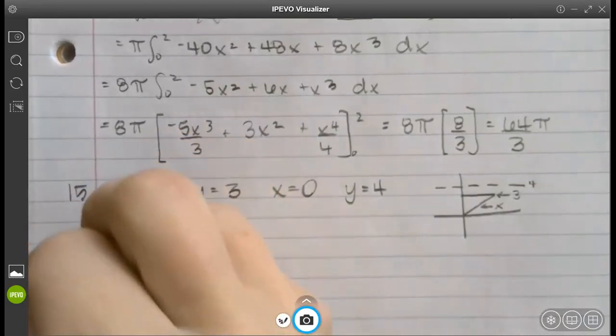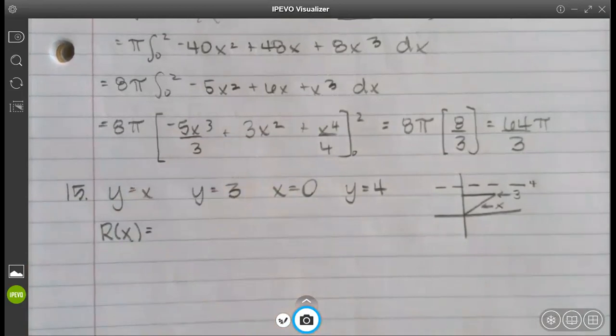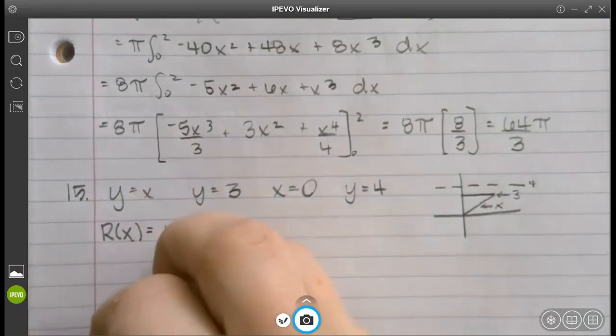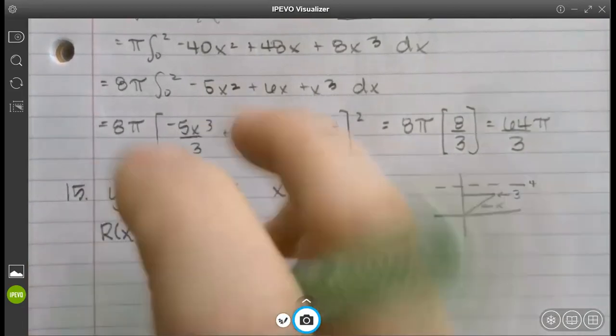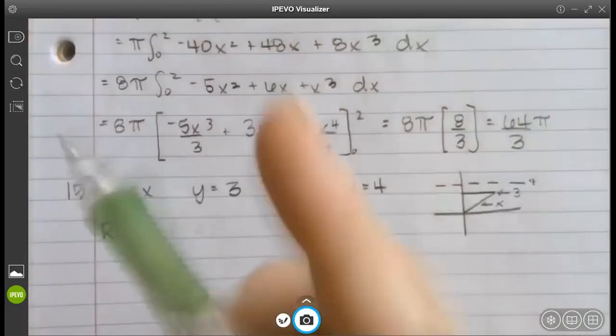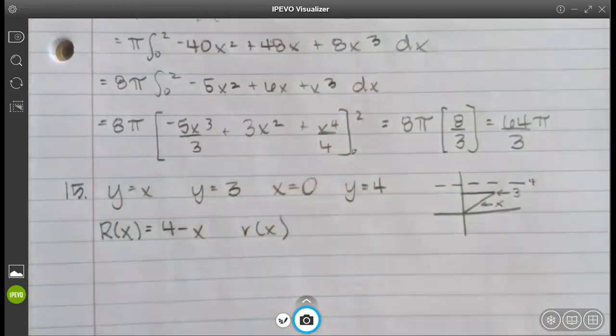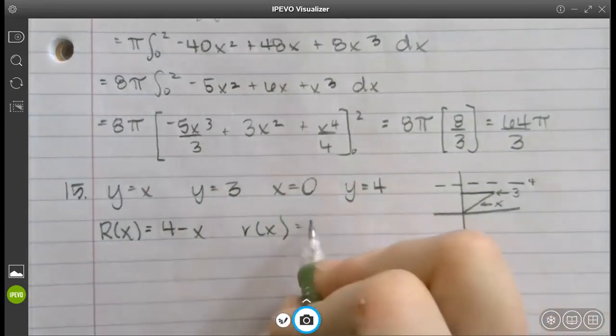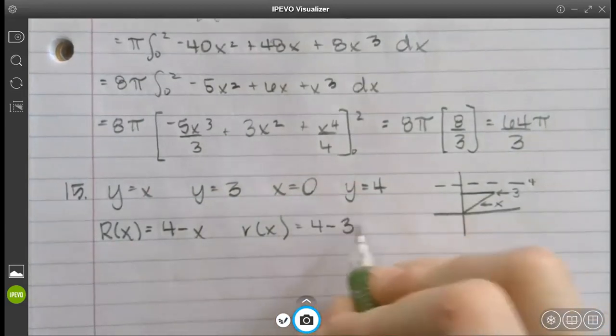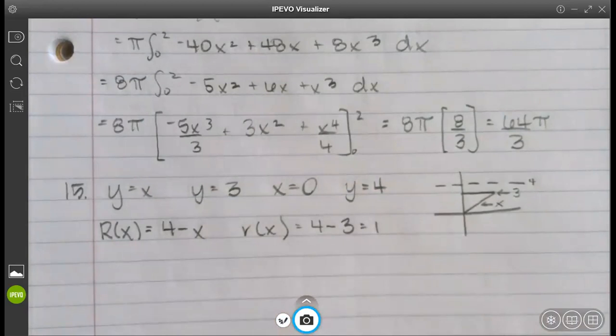Okay, look at y'all. So what is my big R of X? 4 minus X. Why is it 4 minus X? Good. Oh, sorry, I'm trying to do the integration already. 4 minus X. What is little R of X? 4 minus what? 3, which is 1. Perfect. Everybody starting to understand? Remember I told you yesterday, once you do a few more, it'll start clicking and understand. That's why I wanted to do it with you.